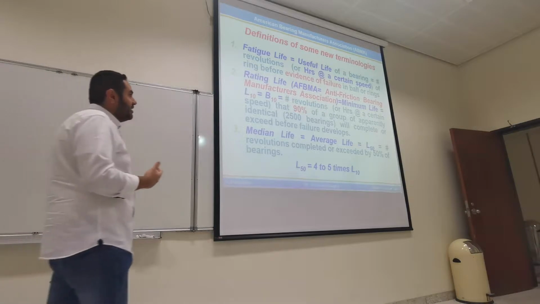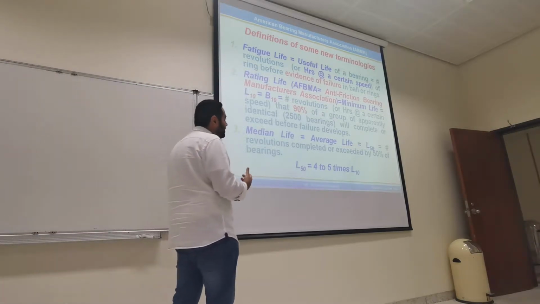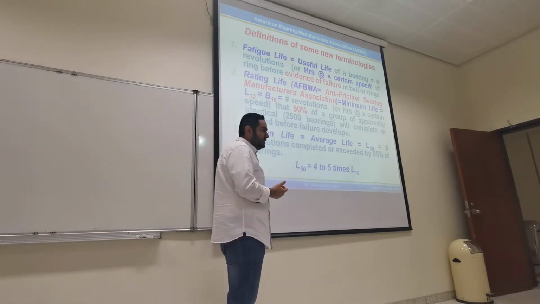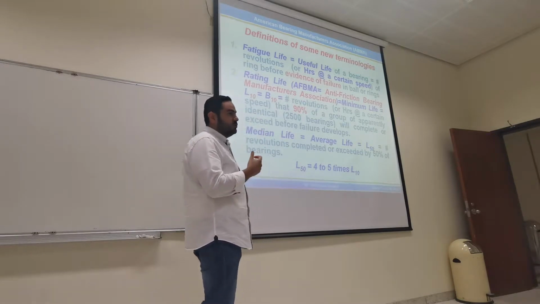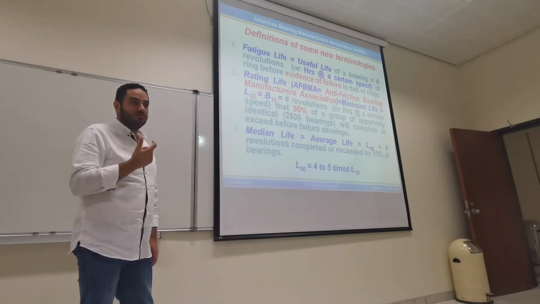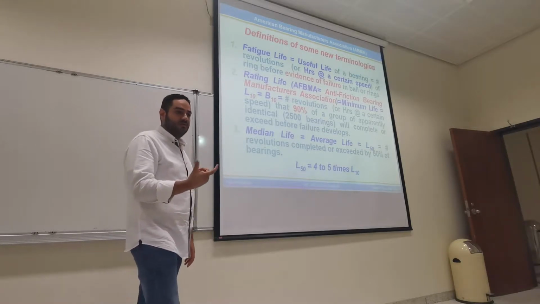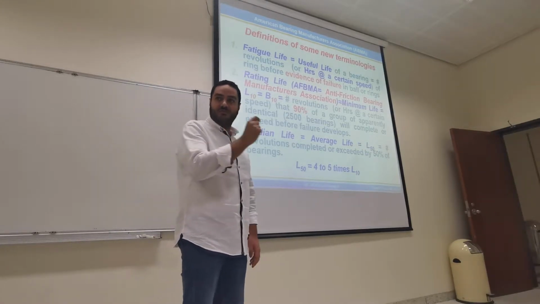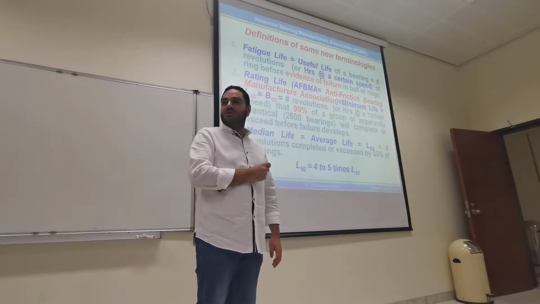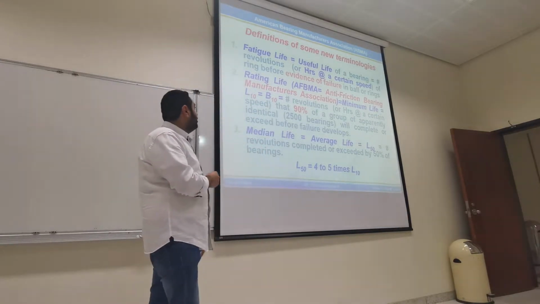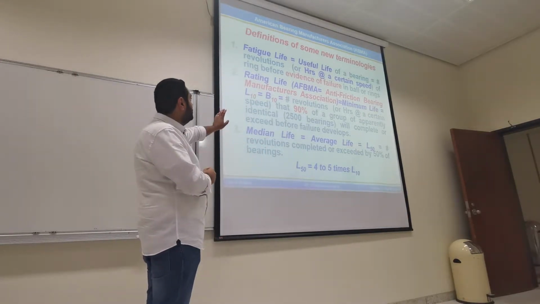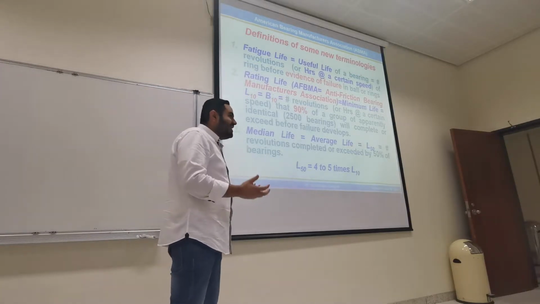Now, the bearing manufacturers defined some life rating, because when they do the experiment, they run the experiment for a certain period of time. After they run the experiment for that period of time, they inspect the bearing and check the amount of failure that happened in these bearings. So there is a terminology, we call it the rating life or rated life.